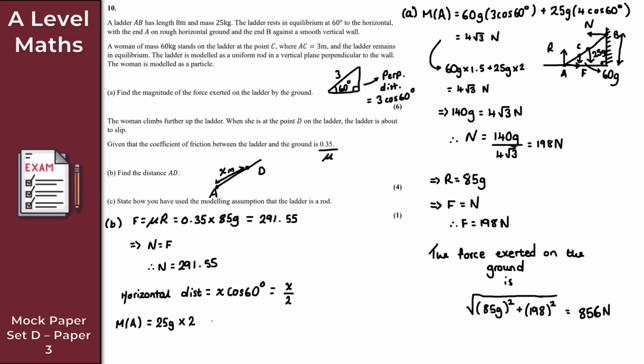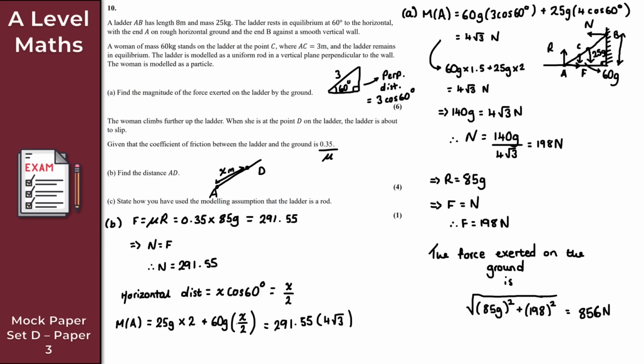So that's going to be then 60g, so plus 60g times x over 2, like so. And that is going to be equal to, similar to the previous part here, so just be careful, because we now know that n here is 291.55. So it's going to be 4 root 3 times n, but n here is 291.55. So what I get then is 291.55 times 4 root 3. Again, we're just basically using the answer from the previous part.